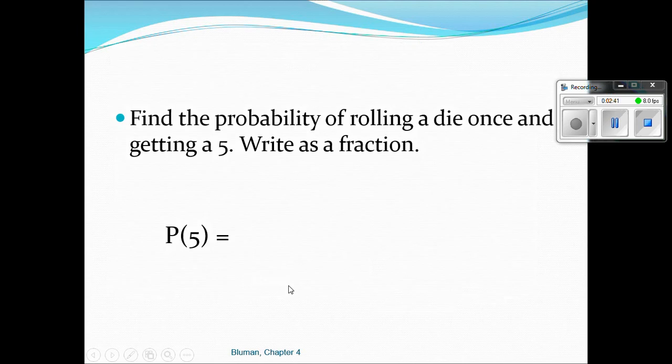So what is the probability of rolling a die once and getting a 5? Okay, so the event is getting a 5 when rolling a die. How many possible ways can you get a 5 when rolling a die? Just one, right? How many possible outcomes are there when you roll a die? There are 6. So your probability of rolling a die once and getting a 5 is 1/6. That easy, okay?